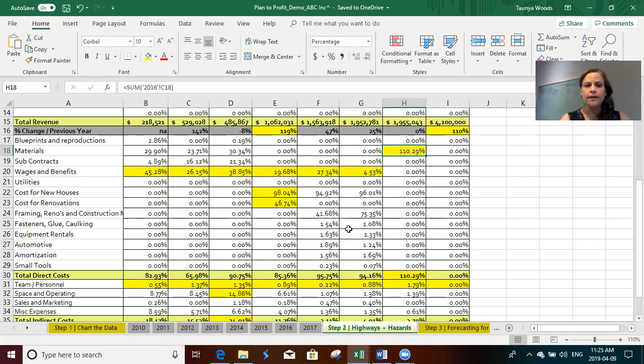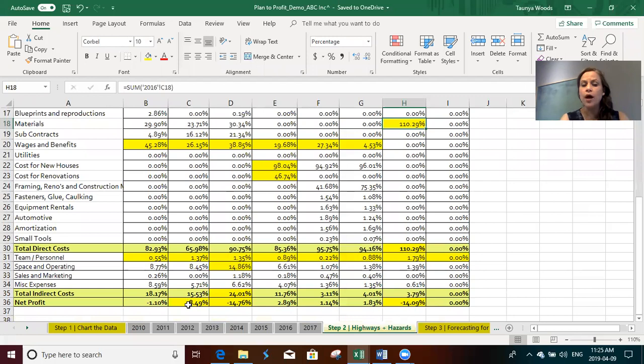Okay, so what happened here? We can see material costs went up slightly, blueprints went down, subcontractors, wow, subcontractors went up from 16 to 21, wages and benefits went up to 38.85. It looks like they were paying themselves rather richly, right? So something to think about. You want a fair market salary. You don't necessarily want to get high on the hog, right? So again, only you know the answers to why you're profitable and why you're not profitable. So something to think about.